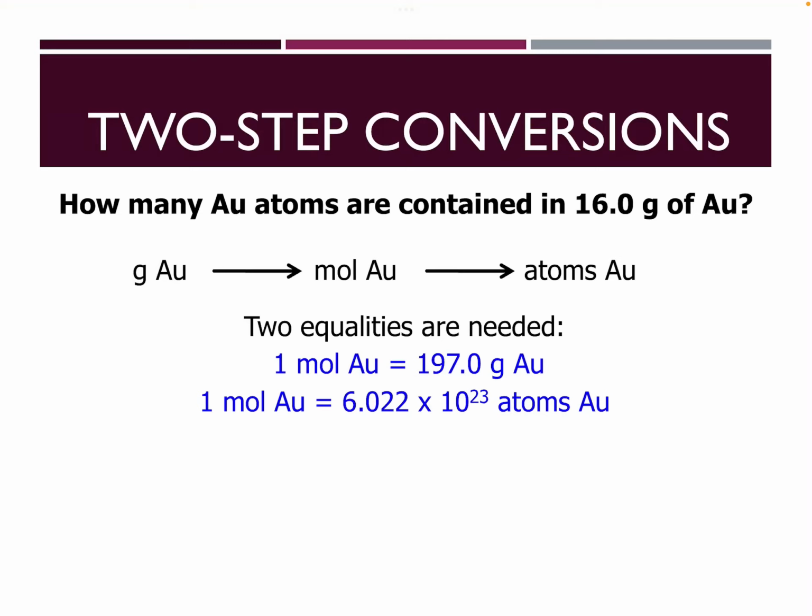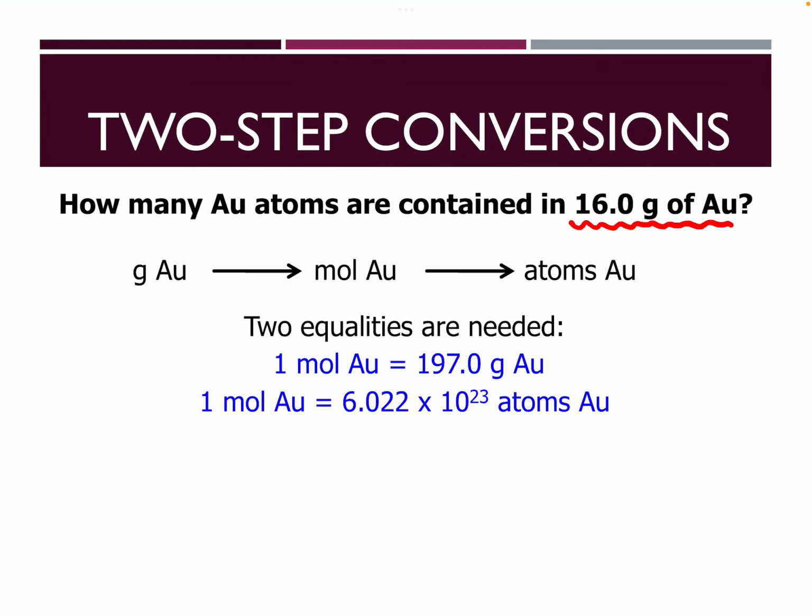So here's an example problem. This says how many gold atoms are contained in 16 grams of gold. So if you can imagine us doing this in lab, we go to the back of the room and we use the balance and we measure out 16 grams of gold. And I want to know how many atoms are in there.